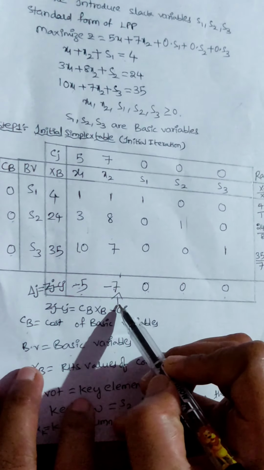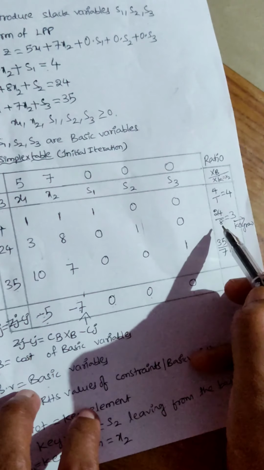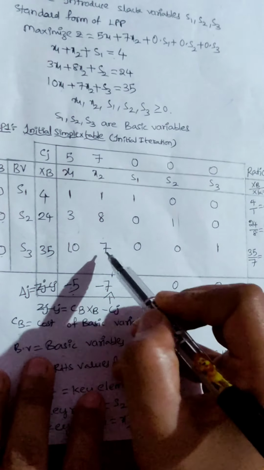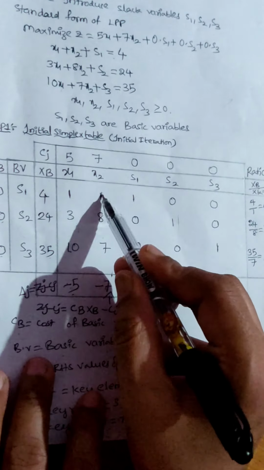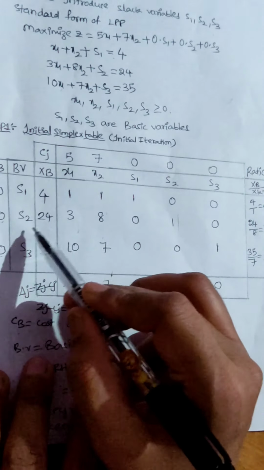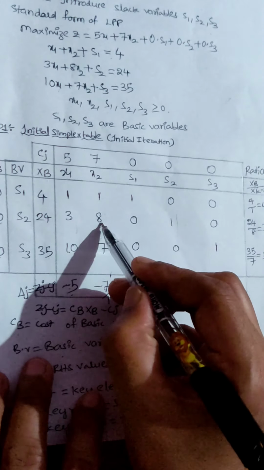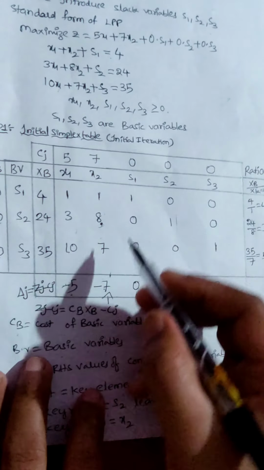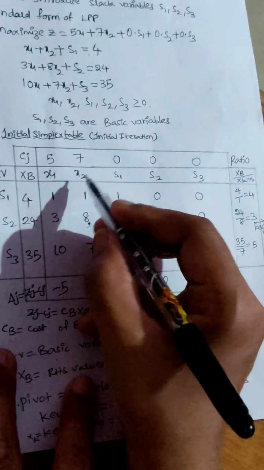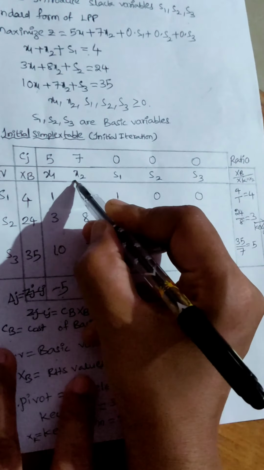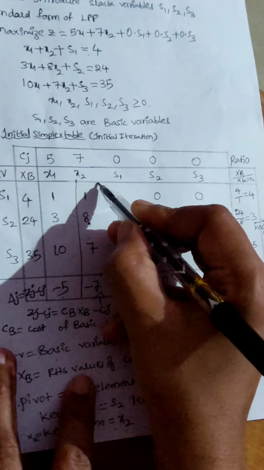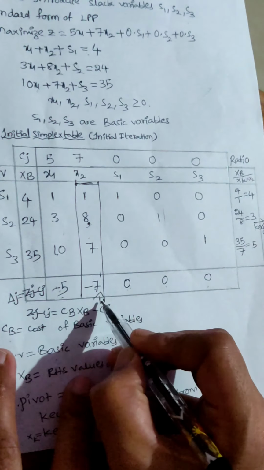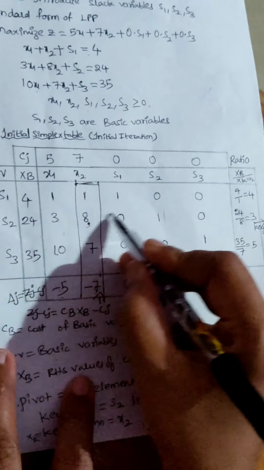So here after identifying the key column and the ratios, S2 is the key row and x2 is the key column. Can you observe this? The point of intersection of x2 and S2, this is the point of intersection. So this value is called the key element. Okay, we can make a line here like this. This is your key column. This is key column. This is key row.